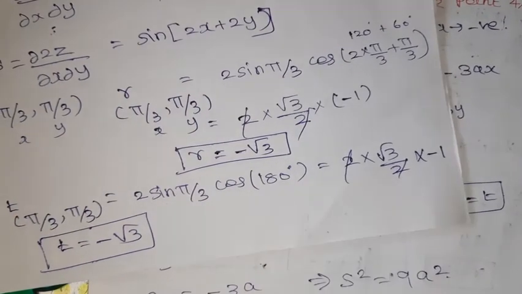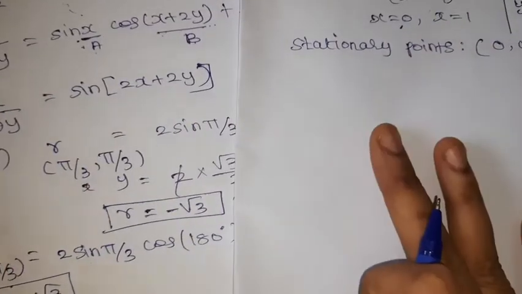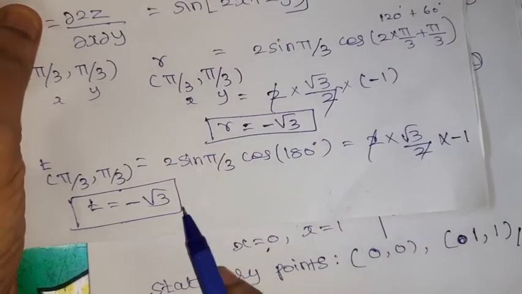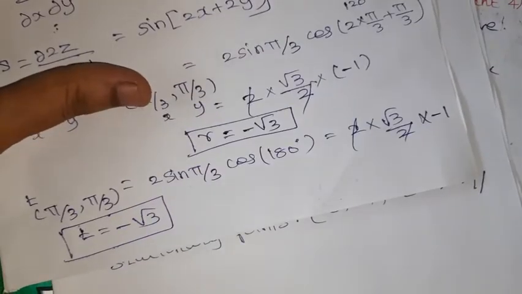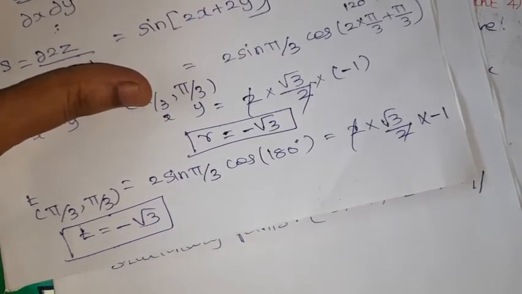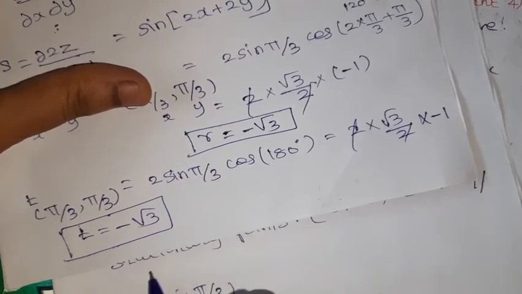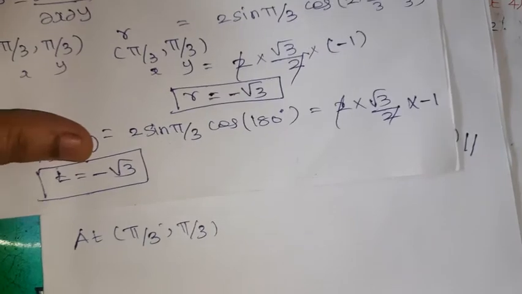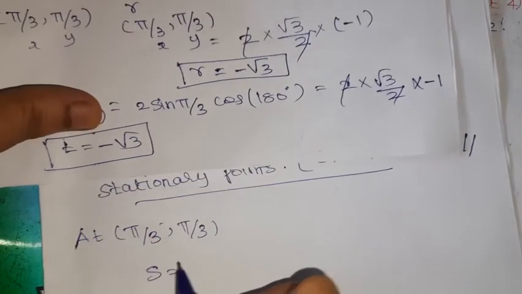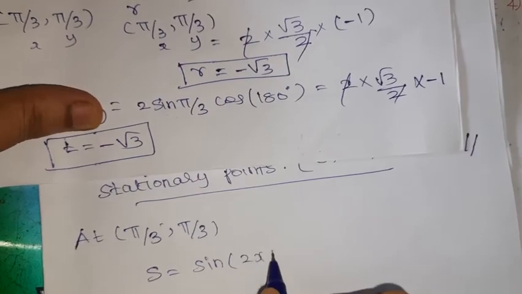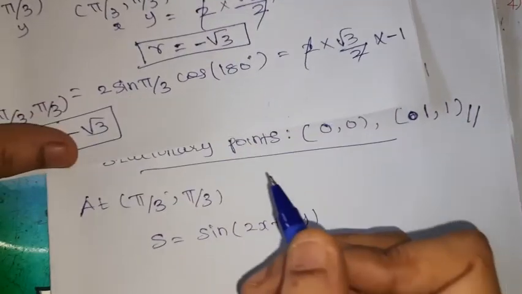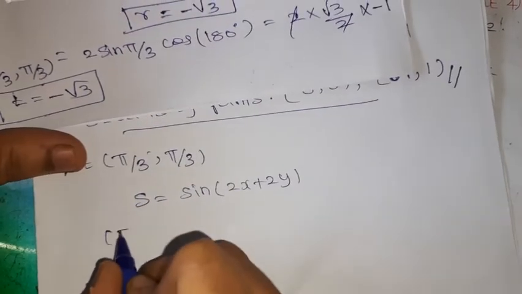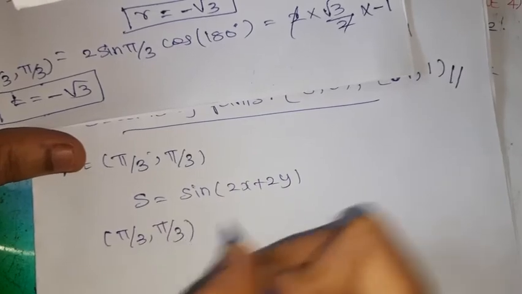Using some other paper for space consumption, let's see what we need to find out again. We can find out the r value and t value. Then we need to find out the s value. What is s? I will write here at pi by 3 comma pi by 3. This point. S value, what is S actually? Sine of 2x plus 2y. This term, sine of 2x plus 2y, is the S value. And at pi by 3 comma pi by 3, just substituting.